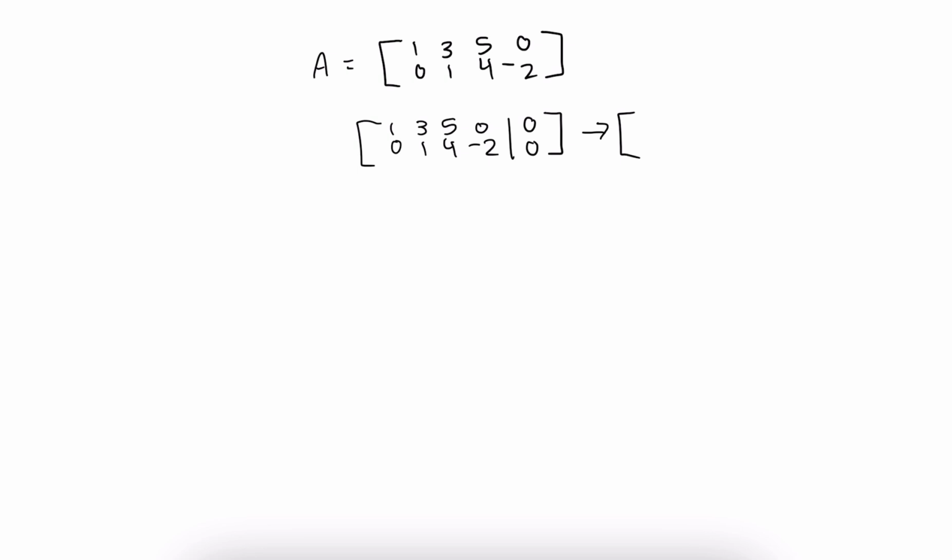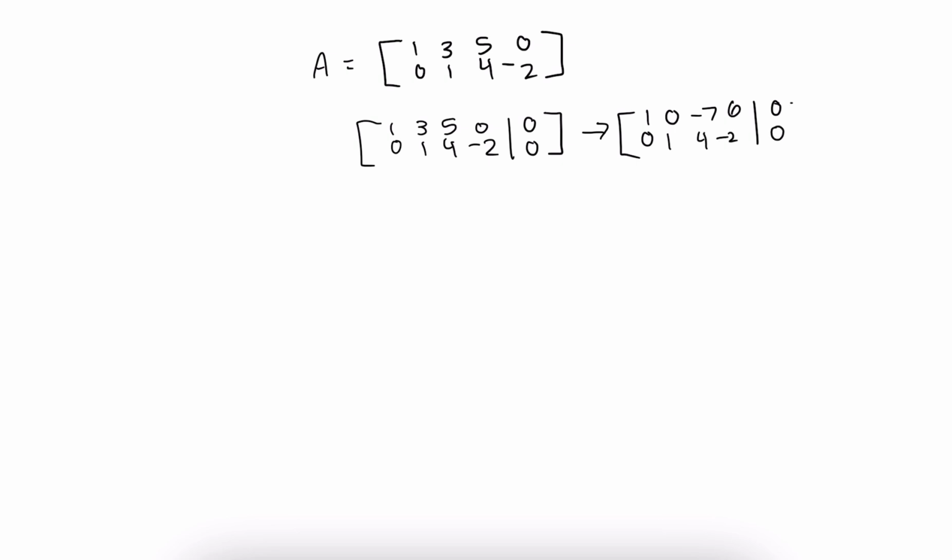So what we're going to do is do negative row 2 and add it to row 1. So the 0 does not change the 1. Negative 3 times 1 plus 3 is 0. Negative 3 times 4 is negative 12 plus 5 is negative 7. And negative 3 times negative 2 plus 0 is positive 6. And then the bottom row stays the same.